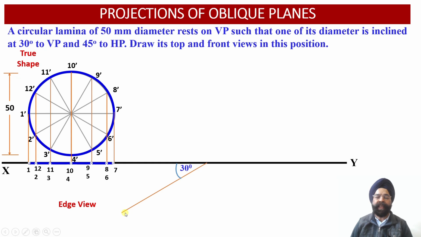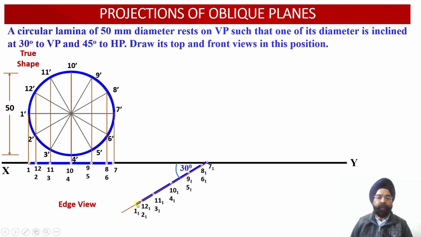Now we assume that we are going to rotate the surface of this circular lamina in such a way that this lamina will have one of its points on the circumference, that is point number 7, resting in the vertical plane. So here we see that we have rotated the edge view of this lamina at an angle of 30 degree in such a way that point 7 1 will be contained by the vertical plane, and point 1 1 will be moving away from the vertical plane.